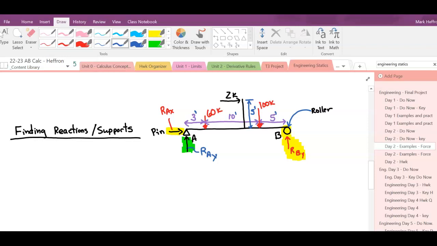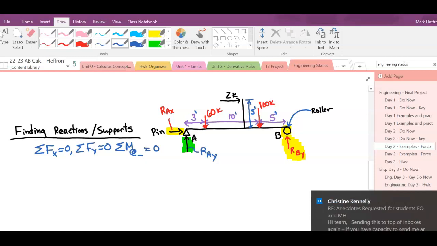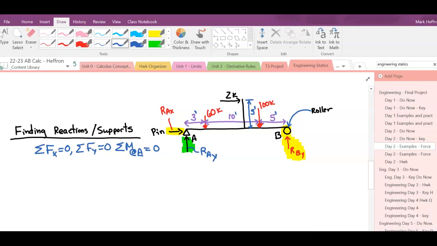That means we've got three equations of statics. The sum of the forces in the X is 0, the sum of the forces in the Y is 0, and the sum of the moments at a particular point, we've got to decide that point, equals 0. I'm just going to decide that point right now. We're going to say at point A. That's where we're going to sum our moments. So first I think it's important to identify the forces.